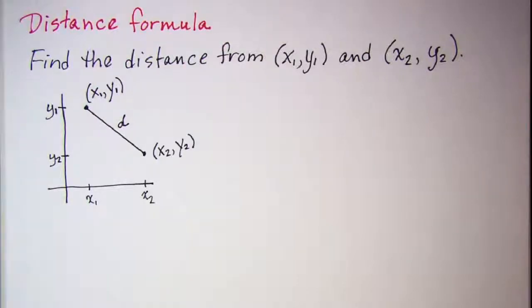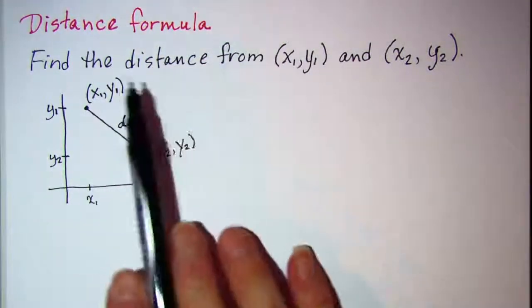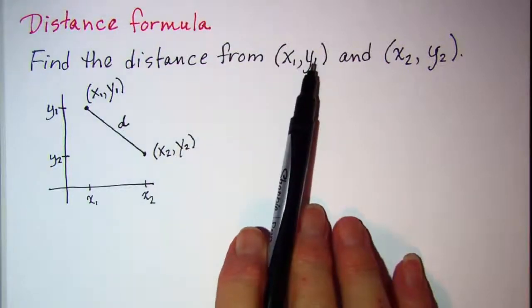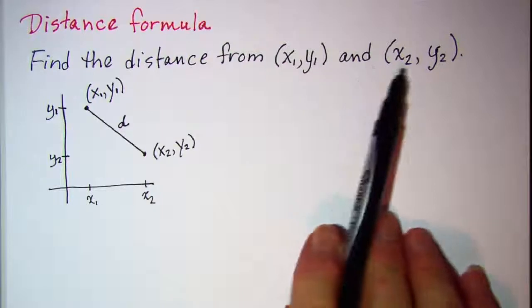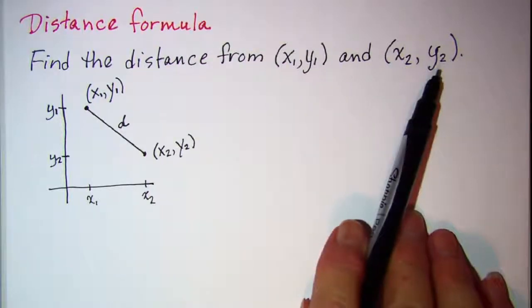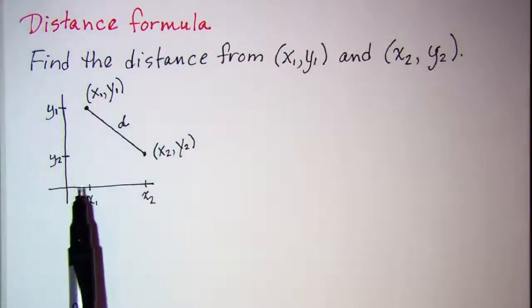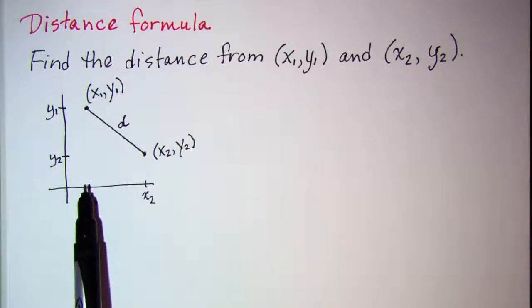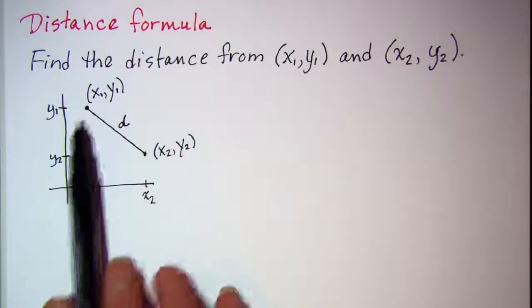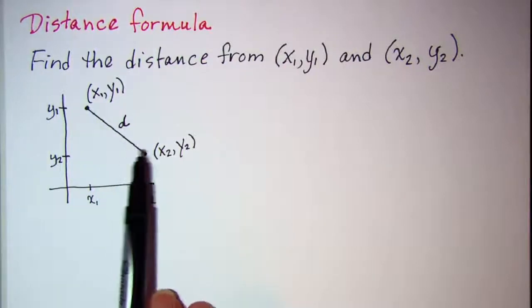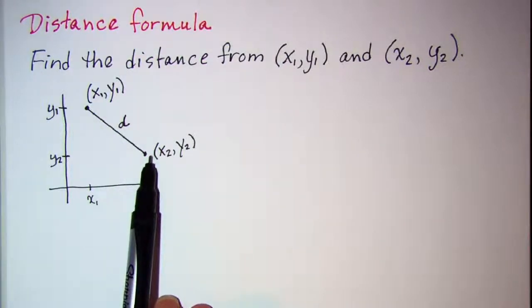In this video, we'll be developing the distance formula. So our question is to find the distance from the point x sub 1, y sub 1 to the point x sub 2, y sub 2. Now I just did a generic plot on our two-dimensional Cartesian plane. So I let this point up here be x sub 1, y sub 1, and this point be x sub 2, y sub 2.